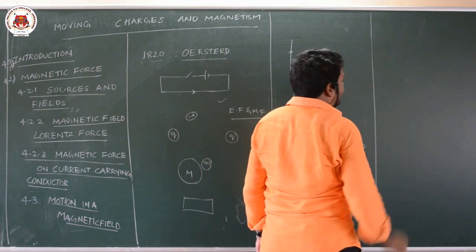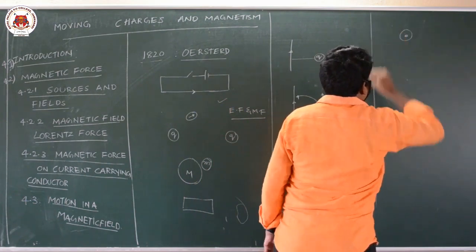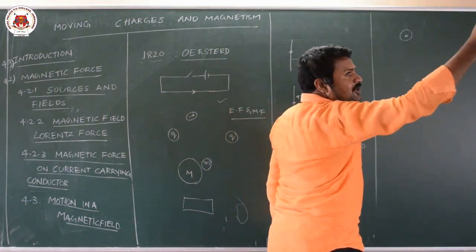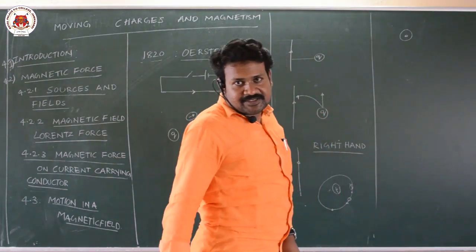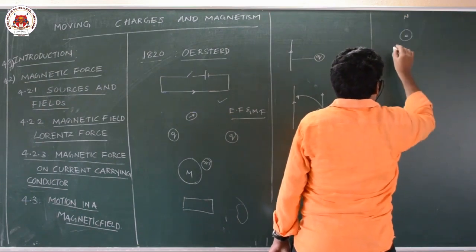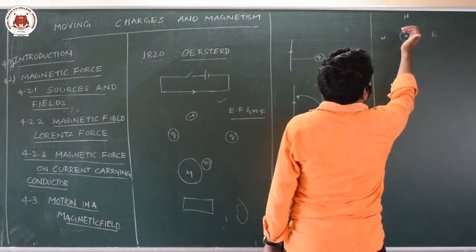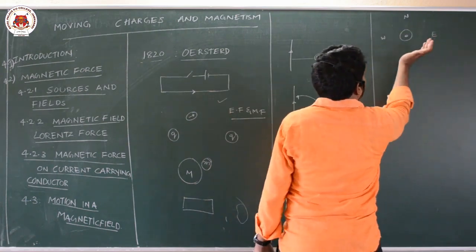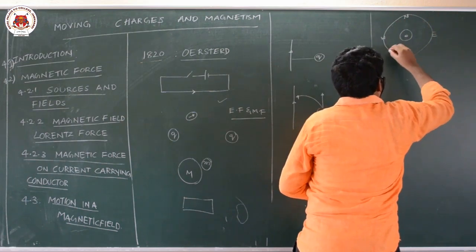Suppose a wire is present perpendicular to the plane of the board like this, and current is going out of the board. Current is coming towards you. When current is coming towards you, what is the direction of magnetic field towards the north side of the conductor? Let me take the top of the board as north, bottom is south, right side is east, left side is west. Now you hold this wire such that the thumb points the direction of current. The thumb points the direction of current like this, then the curled fingers are moving in this direction. Therefore magnetic field will be around the wire in this direction.